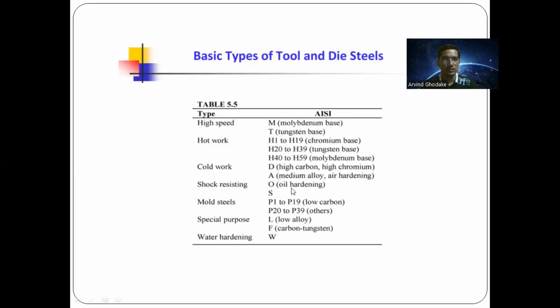Then shock resisting steel is S, and O, that is oil hardening. The next is mold steel, which is P1 to P19 series, low carbon, and P20 to P39 others, and special purpose is low alloy, and F is the carbon tungsten steel. Then water hardening steel, designated by W. So these are the basic types of tool and die steels.